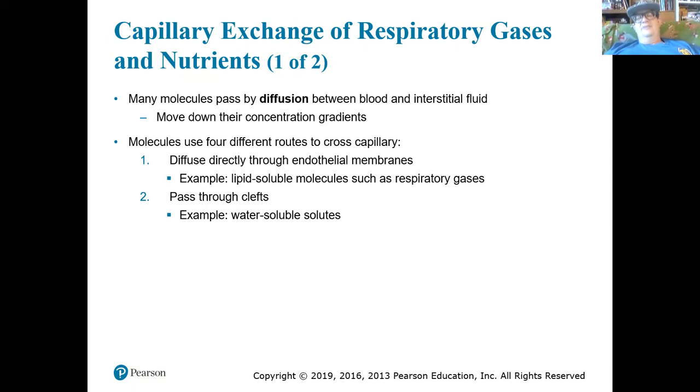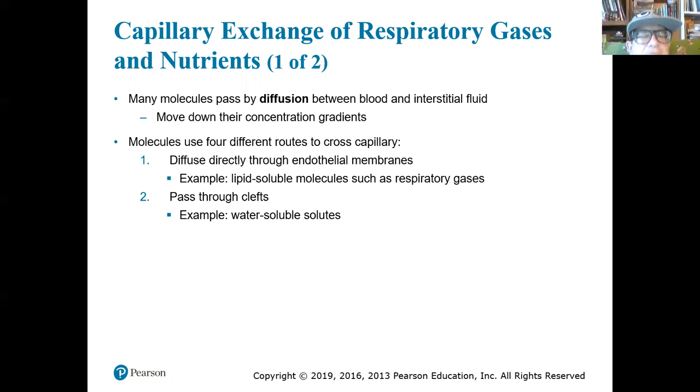Same thing in the tissues, you've been building up lots of waste, lots of carbon dioxide. So you have high levels of carbon dioxide down here, very little carbon dioxide there. It will diffuse, it'll spread out, move from the area of high carbon dioxide concentration to an area of low concentration, meaning carbon dioxide wants to go into the blood. All right, so many molecules pass down a diffusion gradient.